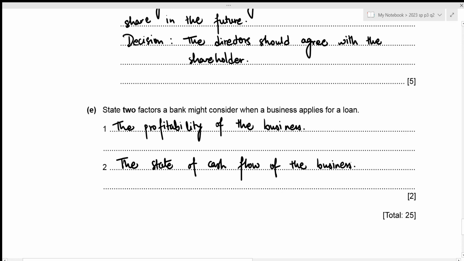All right, this concludes the second question for 2023 Specimen Paper 3.